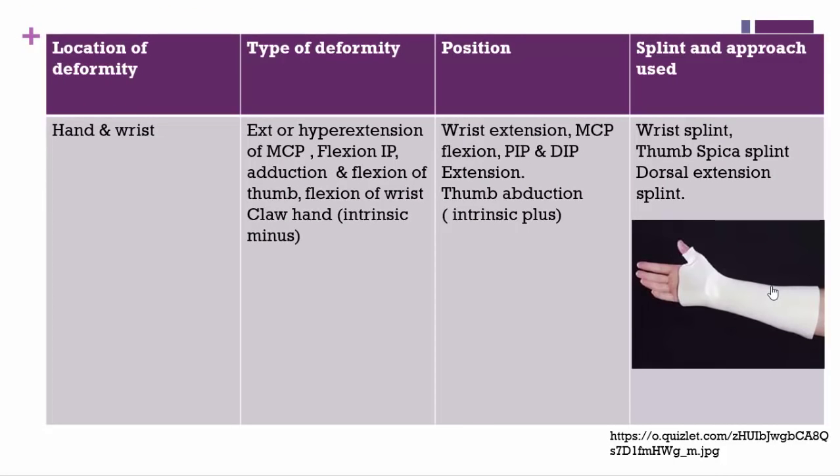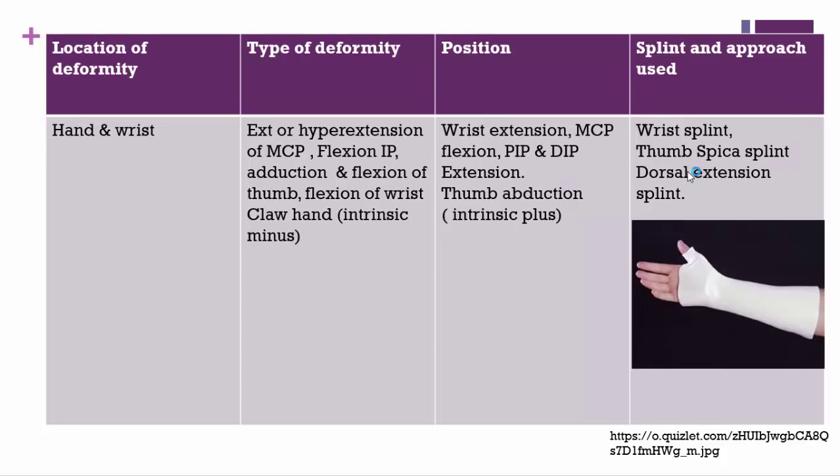If the patient is having hand and wrist deformity, they have deformity like claw hand, intrinsic minus position. So there will be extension or hyperextension of the metacarpophalangeal joint, flexion of the interphalangeal joint, adduction and flexion of the thumb, and flexion of the wrist. So for these patients, we are keeping their hand in the opposite position: the wrist is in extension, the metacarpophalangeal joint will be in flexion, the proximal and distal interphalangeal joints will be in extension, and the thumb is in abducted position, so intrinsic plus position.